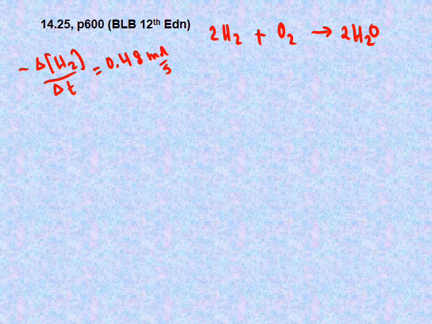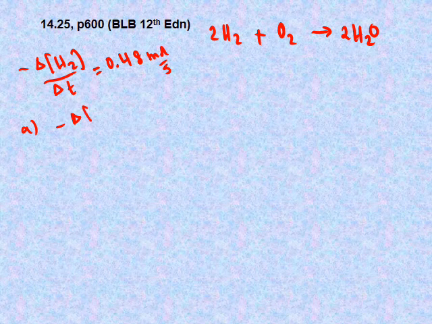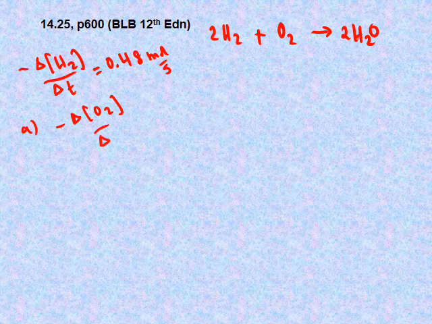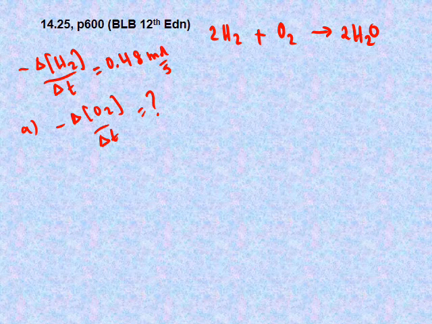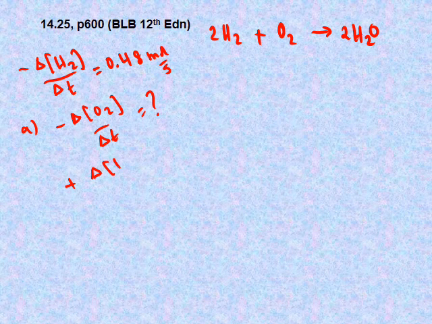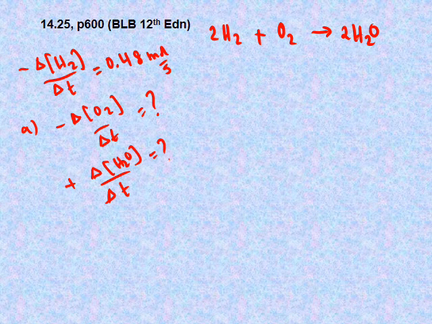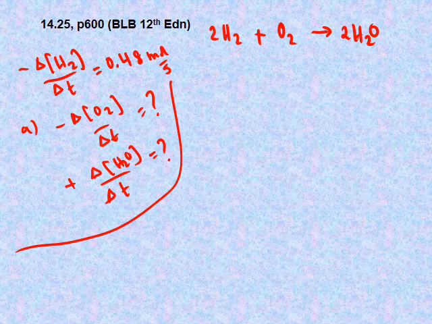Now there are two questions in part A, and that's what we're going to do here. Part A is asking what is the rate of consumption of oxygen, so basically they're asking for delta O2 by delta t. And there's another part: what is the rate of formation of water vapor? Formation means concentration is increasing, delta H2O by delta t. So we need to get these values.